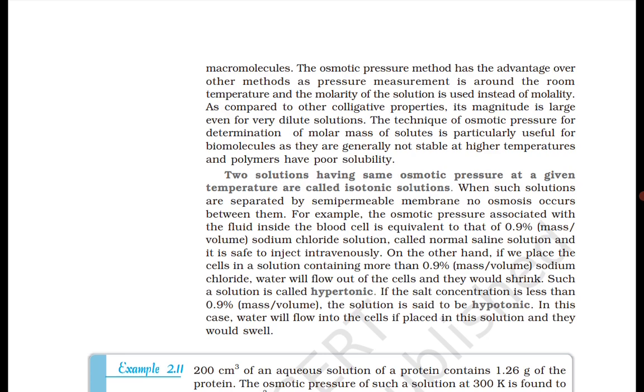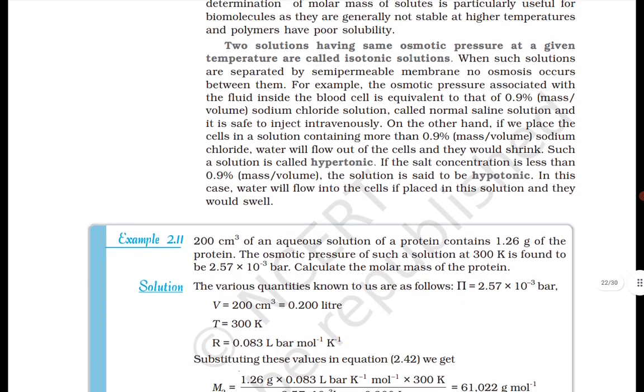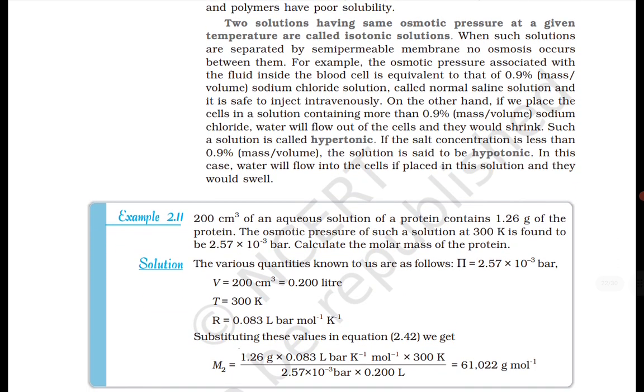The technique of osmotic pressure for determination of the molar mass of the solute is particularly useful for biomolecules, as they are generally not stable at higher temperatures, and polymers have poor solubility. Two solutions having the same osmotic pressure at a given temperature are called isotonic solutions. When such solutions are separated by a semi-permeable membrane, no osmosis occurs between them.